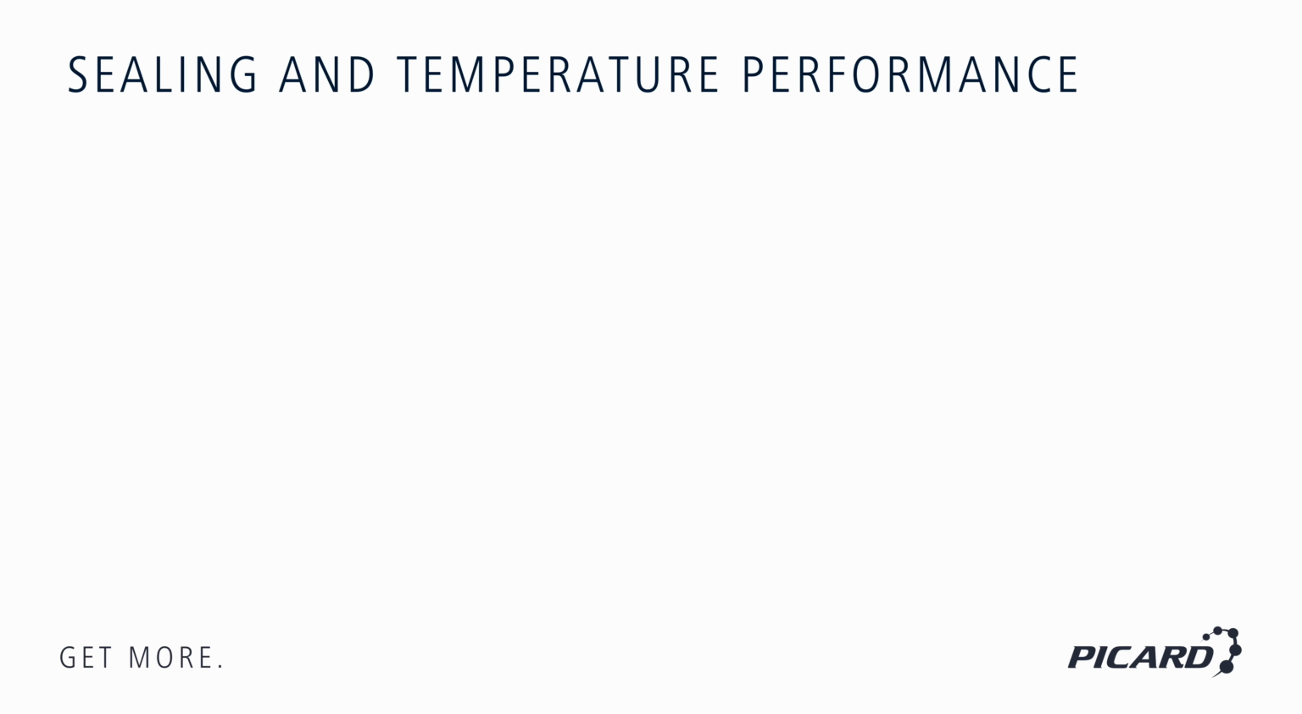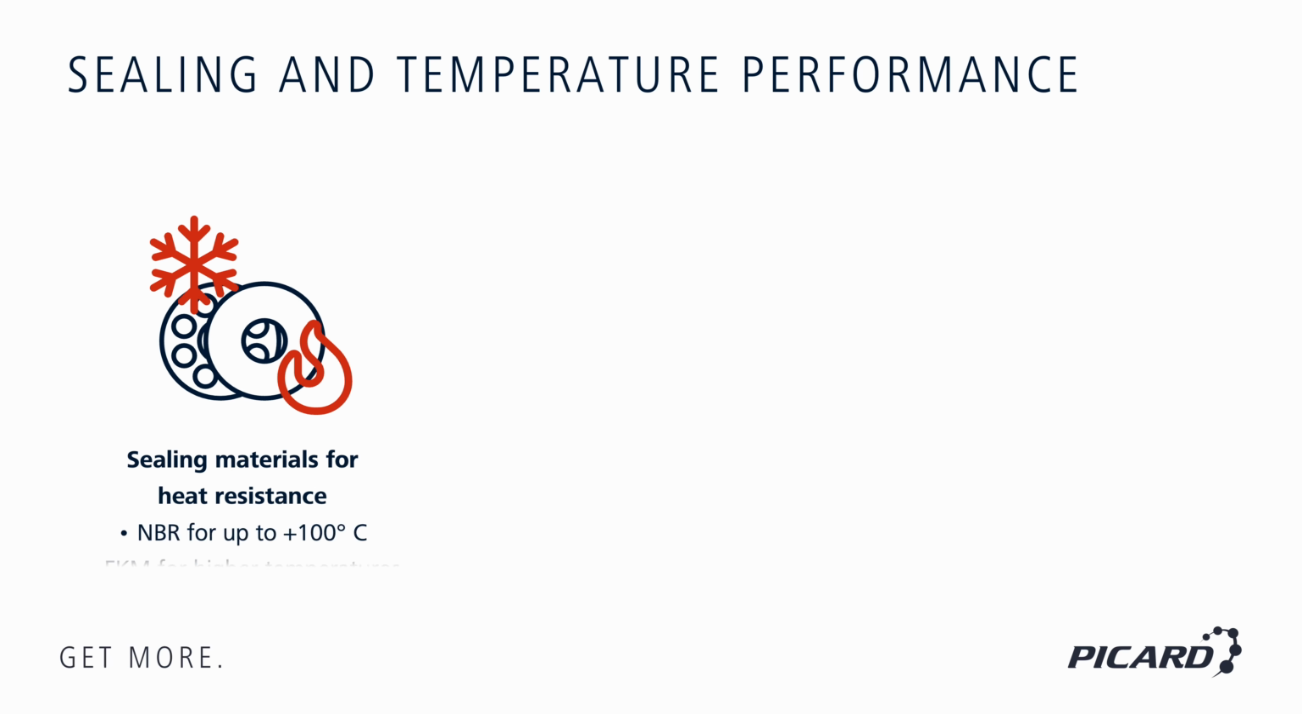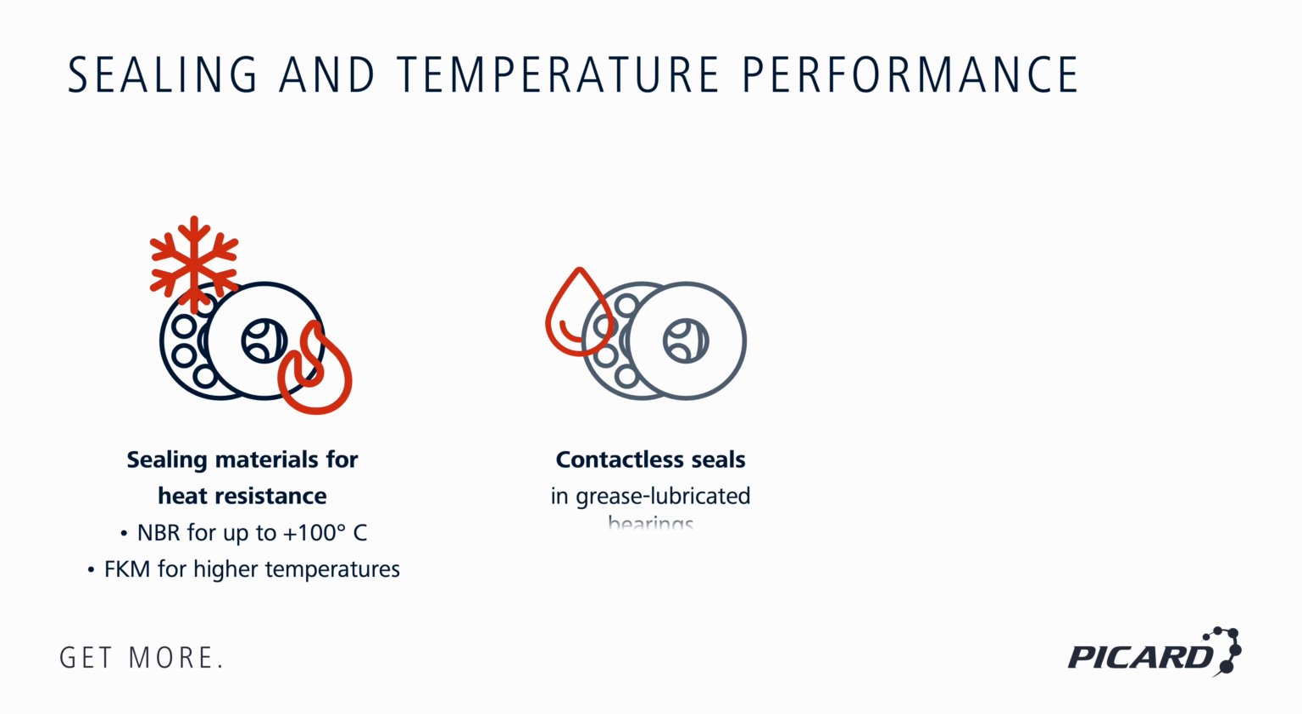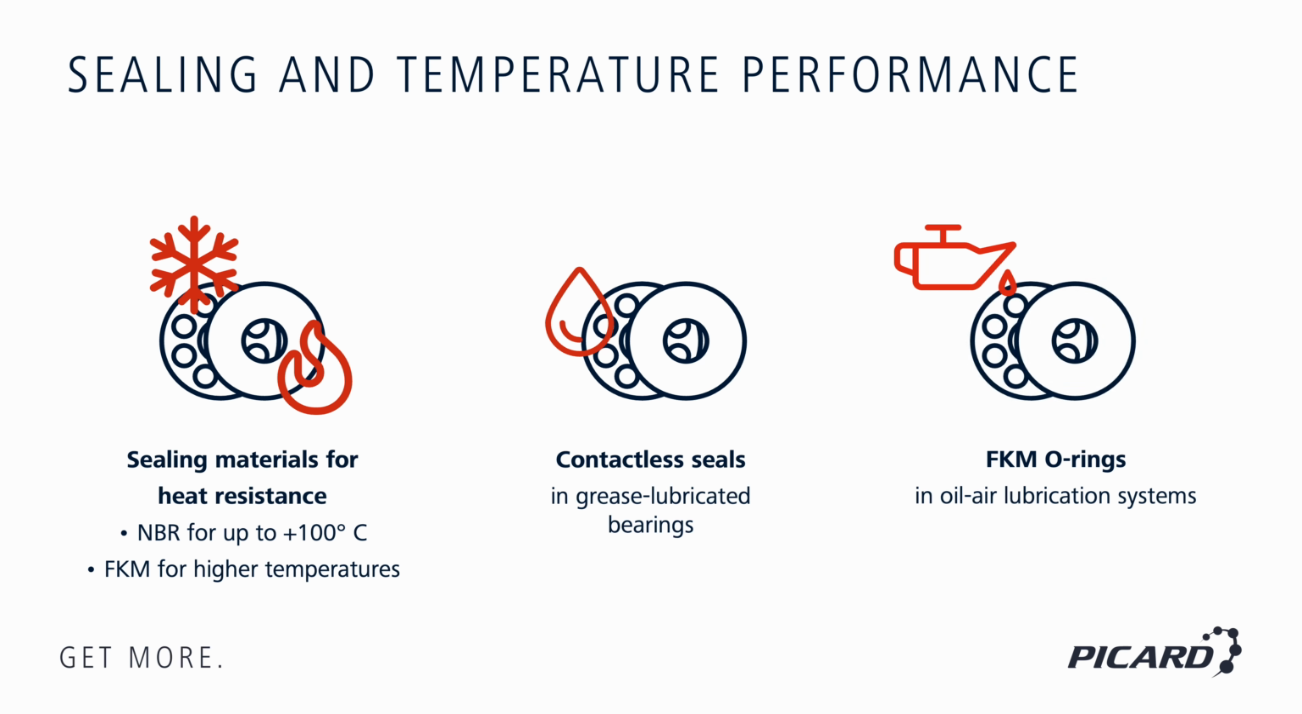Sealing also plays an important role in high-precision bearings, especially in grease-lubricated spindle bearings. A common choice here are NBR seals. That stands for nitrile butadiene rubber. These are contact-free and can handle continuous use at temperatures of up to 100 degrees Celsius. For higher operating temperatures, FKM seals, made from fluorocarbon rubber, are the better choice. They offer much greater heat resistance. In oil-lubricated systems like oil-air lubrication, FKM O-rings are also used to ensure reliable sealing and compatibility with different fluids.